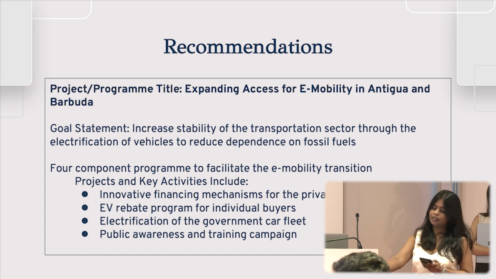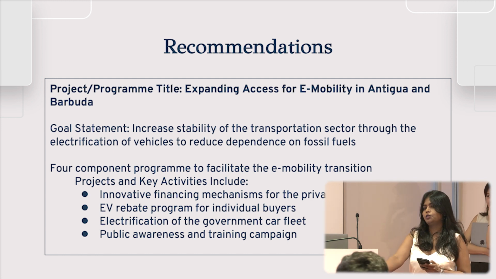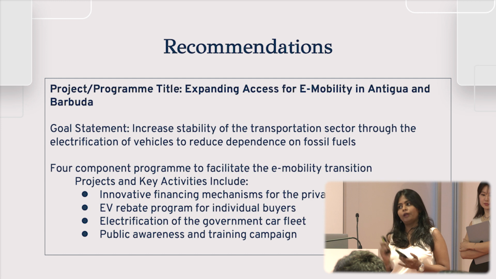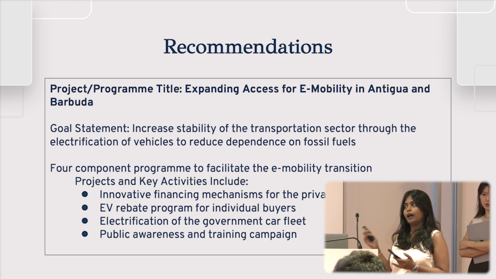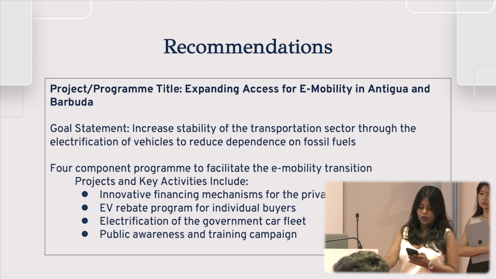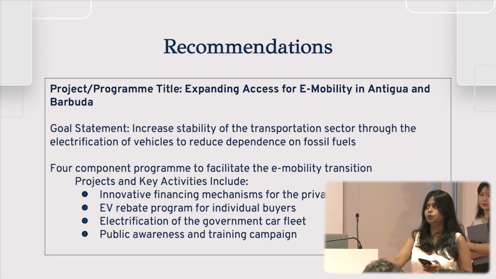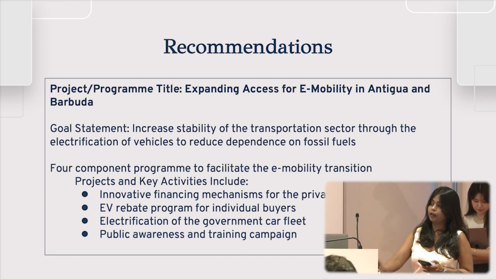The first one is a financing mechanism for the private sector, especially dealerships, almost like an index insurance where they're protected against losses. The second is a rebate program for individual buyers, where the difference in cost between comparable EVs and ICE vehicles will be compensated to individual buyers by the fund. The third one is electrification of the government fleet, which the government is already beginning to do, but they need help to accelerate that portion of their program. And again, a public awareness and training campaign.